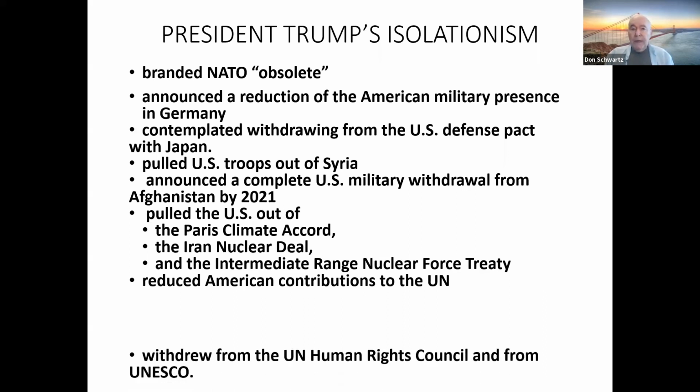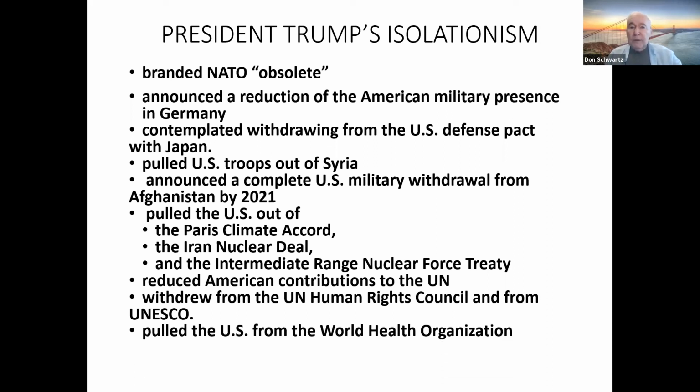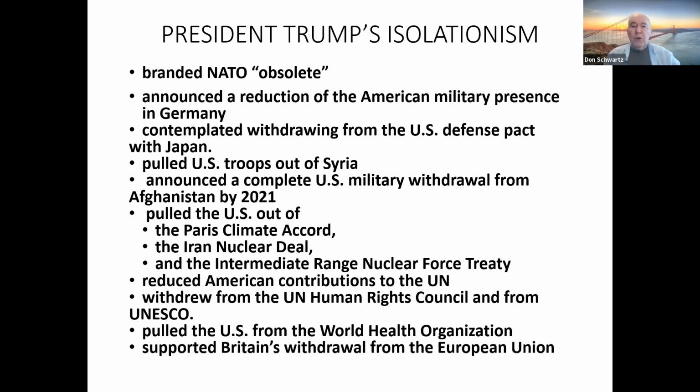He withdrew the United States from the UN Human Rights Council and from the United Nations Educational, Scientific and Cultural Organization, UNESCO. And with the COVID pandemic raging in spring of 2020, Trump pulled the US from the World Health Organization. His aversion to multilateralism prompted him to support Britain's withdrawal from the European Union.